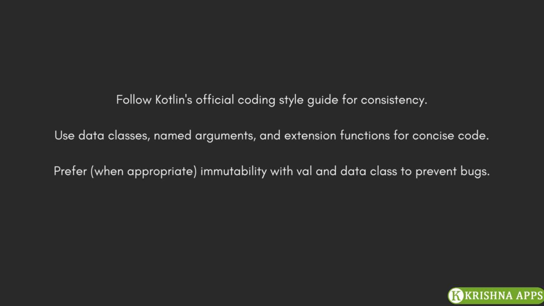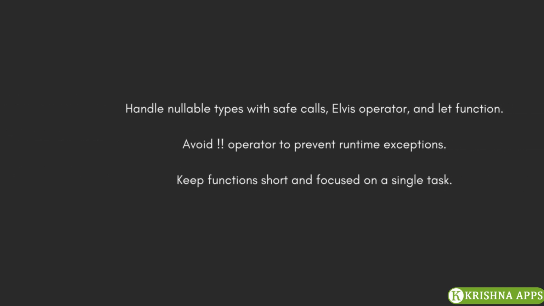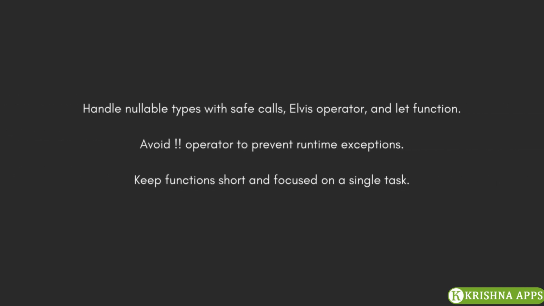Another important practice is to make use of immutability. Immutability helps prevent bugs by ensuring that objects cannot be modified after they are created. In Kotlin, you can use the val keyword to declare read-only variables and data classes to create immutable data structures. Whenever possible, prefer immutability over mutability to make your code safer and easier to reason about.